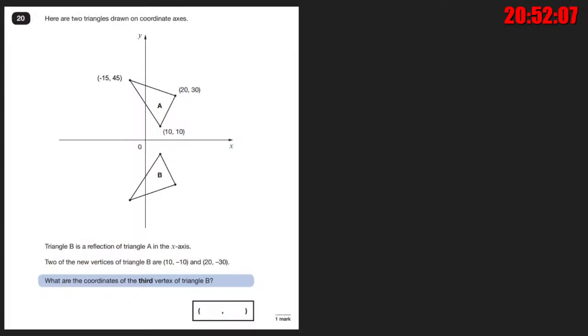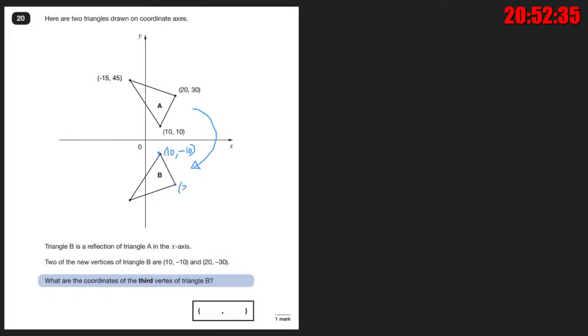Here are two triangles drawn on coordinate axes. Triangle B is a reflection of A. So triangle A is reflected to B. The two new vertices are (10, -10). So this coordinate is given as (10, -10). The x coordinate is not changing. The y coordinate, it's going to be reflecting on the x-axis, times by minus 1.